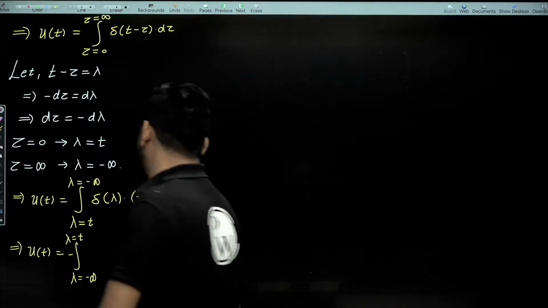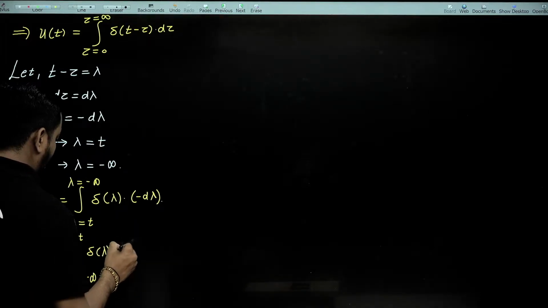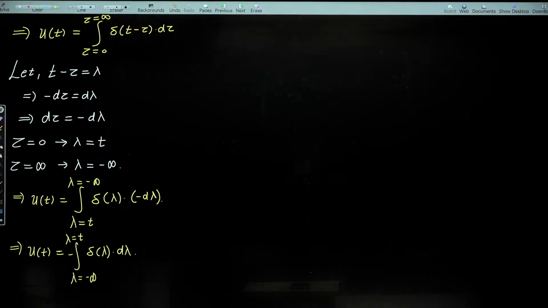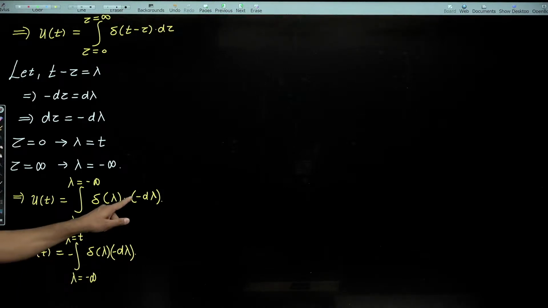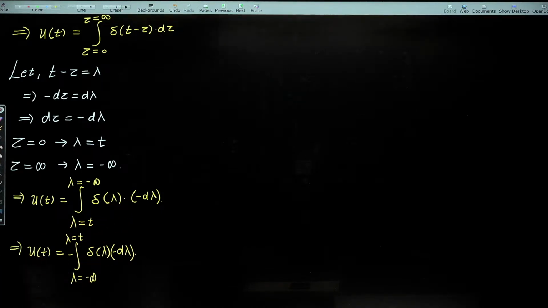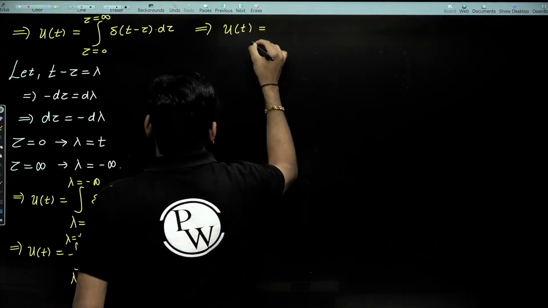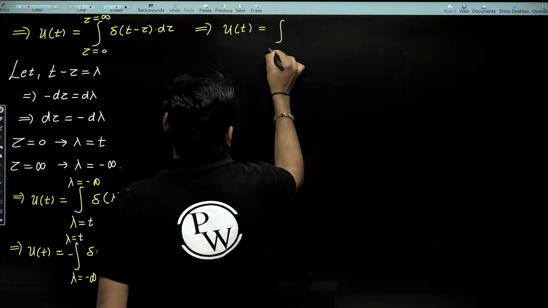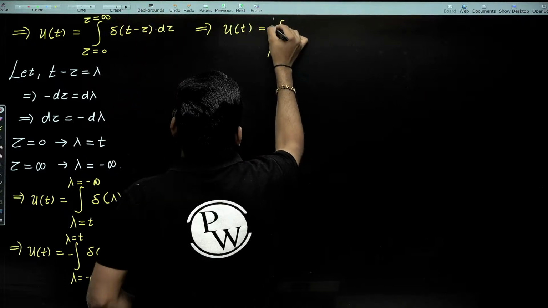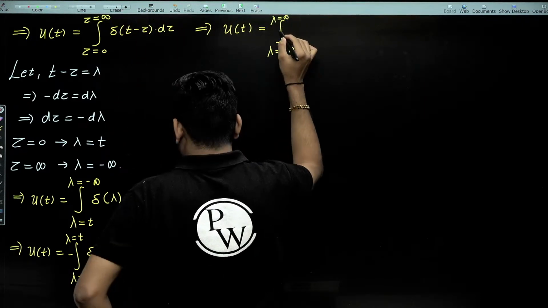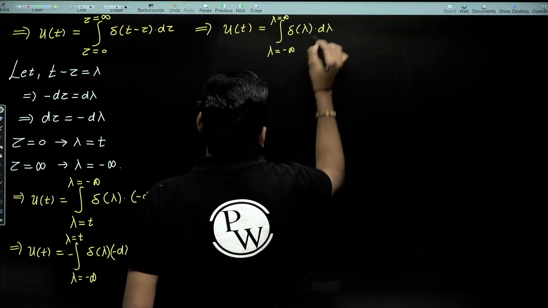So of course, here minus del lambda d lambda, correct, and this is minus sign. Now this minus and this minus will be plus, guys. So u of t will be the integration over lambda from minus infinite to plus infinite of del lambda d lambda.